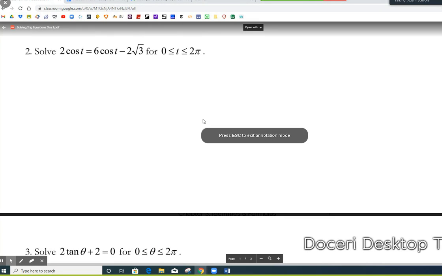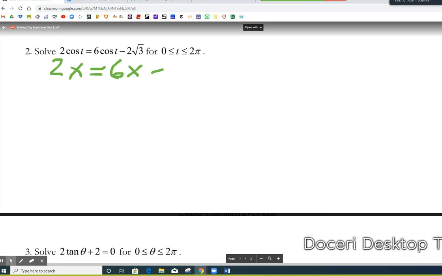2 times the cosine of t equals 6 times cosine of t minus 2 root 3. So you should think of this equation as something like 2 times x equals 6x minus 2 root 3. And think about it as you're solving for x. So we're trying to get x alone. So what would you do? Well, you could subtract 6x on both sides, and then divide, and we would get x alone. It works the same way, but instead of solving for x, we're going to solve for the cosine of t.